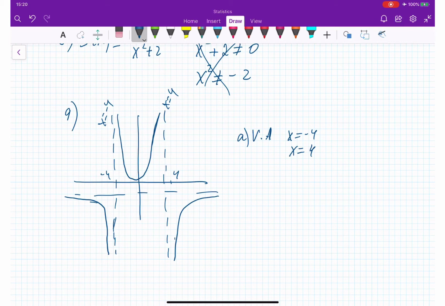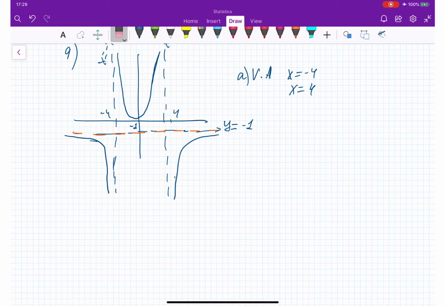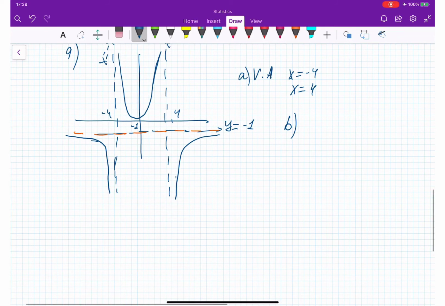Okay? Now we need to identify the horizontal asymptote. If this is negative 1, let's say, so this is going to be y equals, I'm sorry, y equals negative 1. So the horizontal asymptote is going to be y equals negative 1.